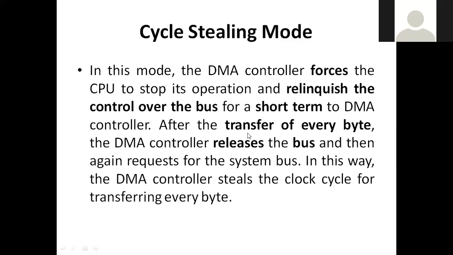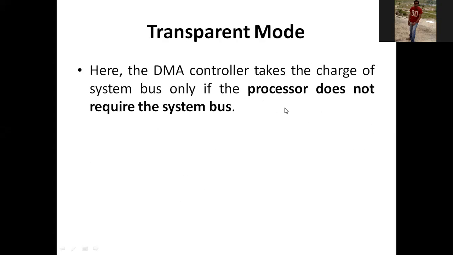Transparent mode. The next one is the transparent mode. So in the transparent mode, what will it do? The DMA controller takes charge of the system bus only if the processor does not need the system bus. That means the processor is free. If the processor is free and not performing any work with the buses, in that case only the DMA controller will take control over the buses and transfer the data. So it is clear? The processor is free, so it gives control. That kind of mode will be called transparent mode.